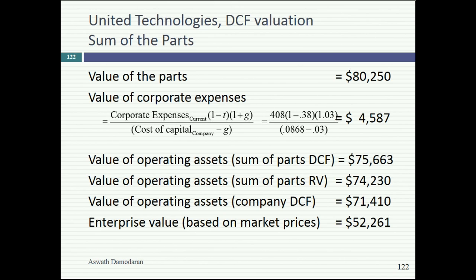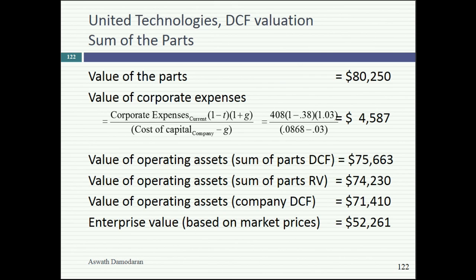So what I do is I take the $408 million. I get a tax benefit because it's an expense, and I take a present value. That $4.587 billion is like the present value of the cost of keeping a centralized headquarters. I subtract that from my $80.25 billion. I get a value of the operating assets based on my DCF of $75.6 billion.